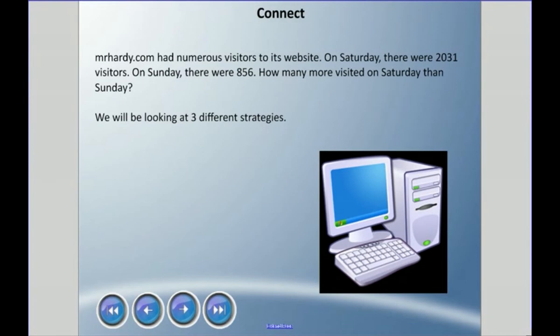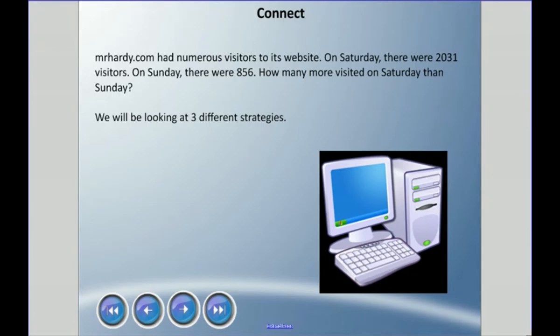Okay, let's say MrHardy.com had numerous visitors to its website. By the way, it does not exist. Just putting that out there just for an example. On Saturday, there were 2,031 visitors. On Sunday, there were 856. How many more visited on Saturday than Sunday?